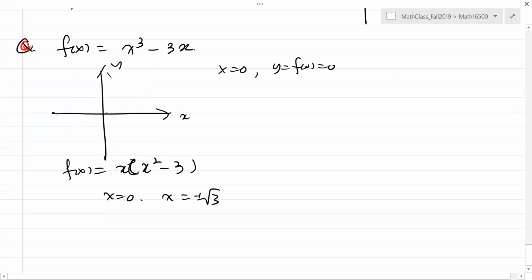The graph passes through this point, this point, and this point, right? I know the graph looks like that, so it must be like that. So you can tell the graph has a local maximum value somewhere, and a local minimum value somewhere. Let's find out.